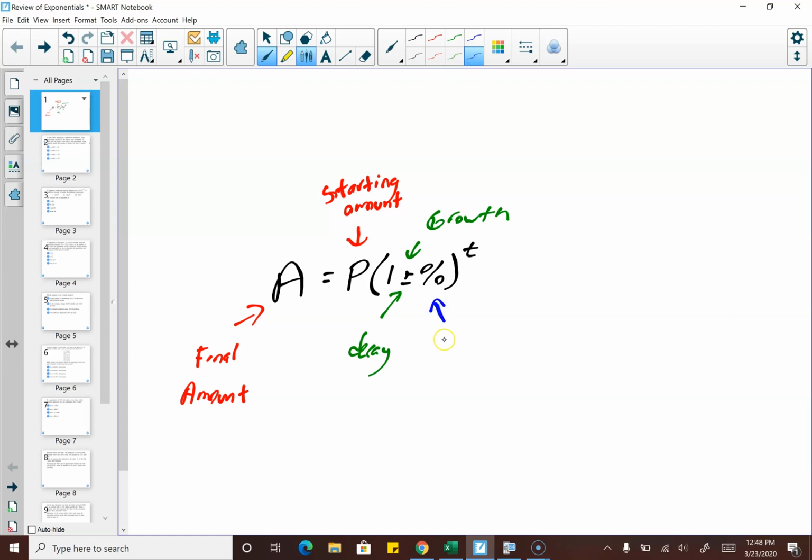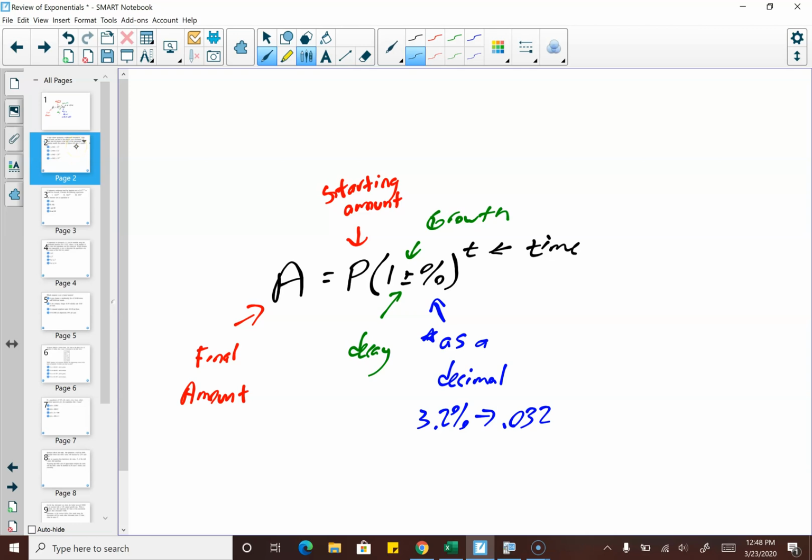Then we have our percent. Now remember, it's always our percent, and I'm going to star this as a decimal. So remember, something like 3.2% really gets plugged in there as 0.032. We move that decimal point 2 places to the left. And then the last piece, that t, is always our time. It could be in years, it could be in months, depending on the problem.